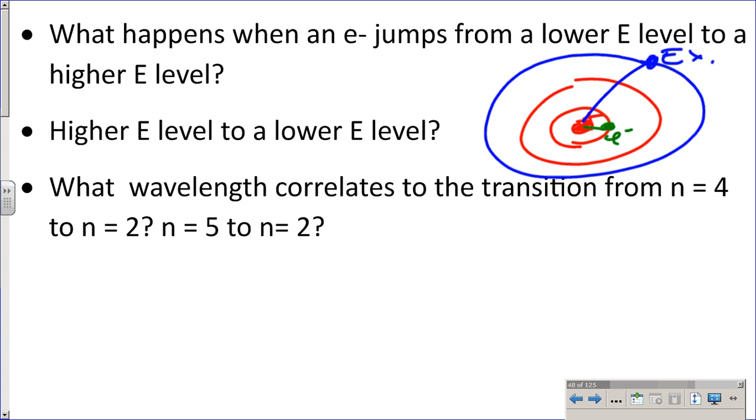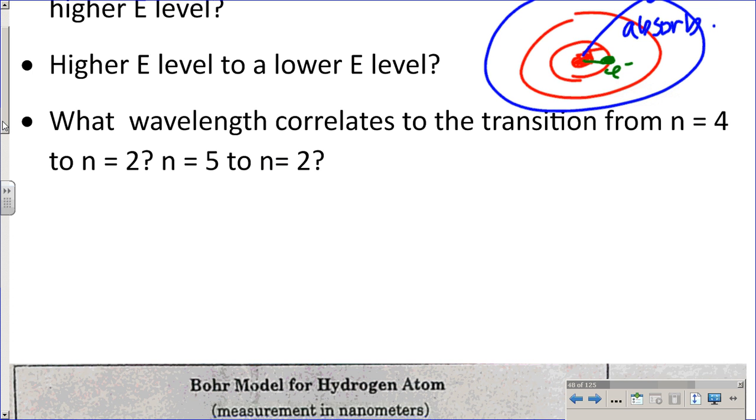So the farther away from the nucleus, the higher energy you are. So you had to absorb energy to get up to that state. Hyped up on caffeine and sugar. Well, if you're not grounded, mom's not holding you down to the nucleus. Okay, higher energy level down to lower energy level, what happens? Emits or releases, those words are equivalent.